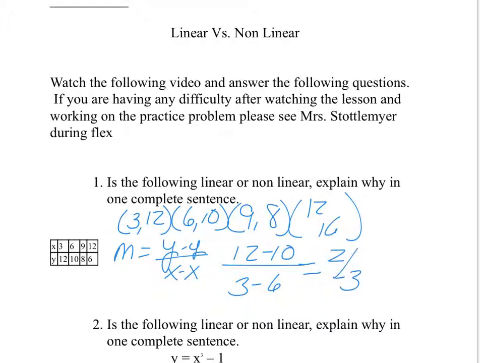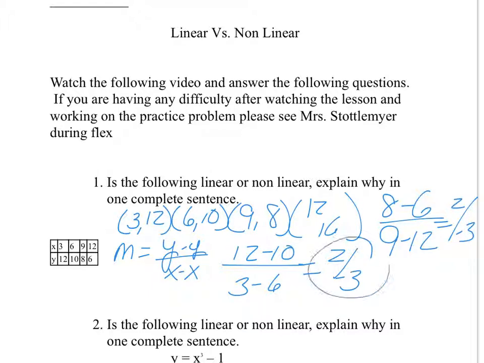I'm going to pick 2 different ordered pairs. Doesn't matter which 2 you choose. I'm going to do 8 minus 6, because the 8 went first, 9 minus 12. 2 over negative 3 again. You'll notice that my slopes are the same. If you get 2 that match, you should try it one more time just to make sure that you're not missing anywhere.